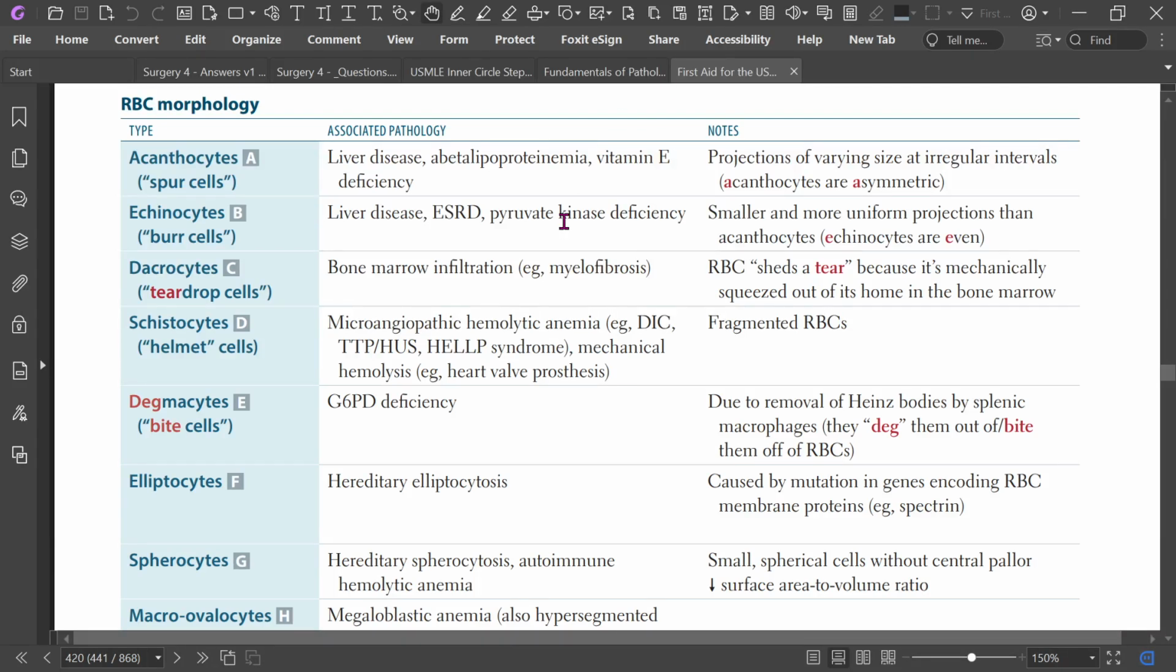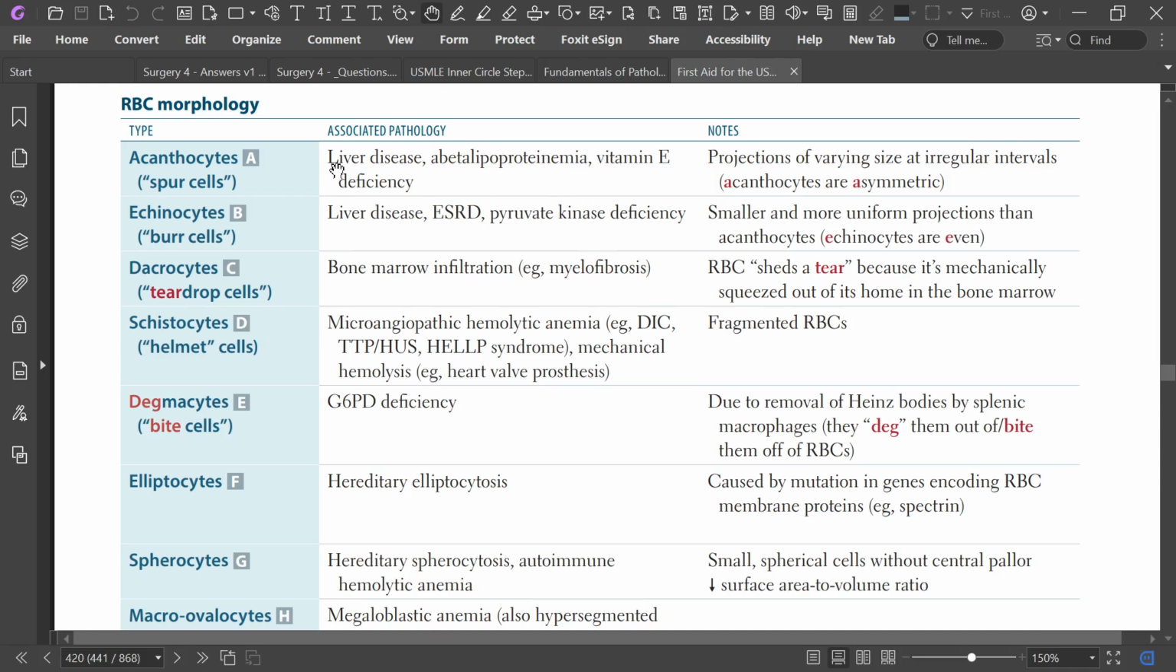Assalamu alaikum. It's a hematology part where I will talk about the RBC morphology and associated pathophysiology. First of all, acanthocytes. Acanthocytes are asymmetric, also known as spur cells.